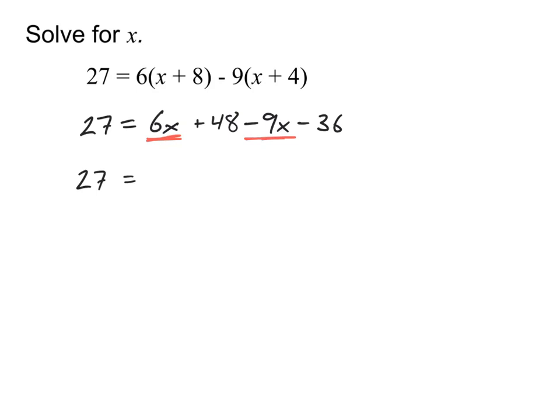6 minus 9 is a negative 3, so that will give me negative 3x. Then I have a 48 and I have a minus 36. So I'm going to be doing a positive 48 minus 36 here, which is a positive 12. All right, you know the way from here. Let's go ahead and get rid of our addition on the side with the x. That means I'm going to subtract 12 from both sides.